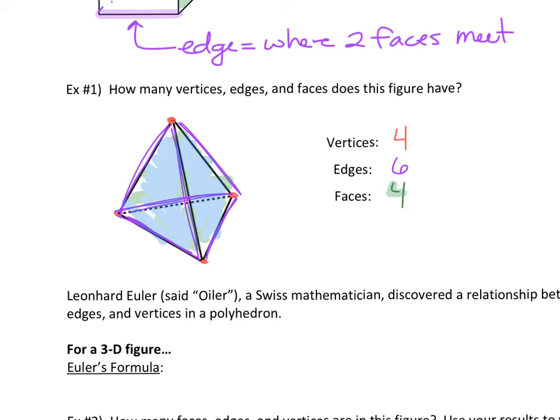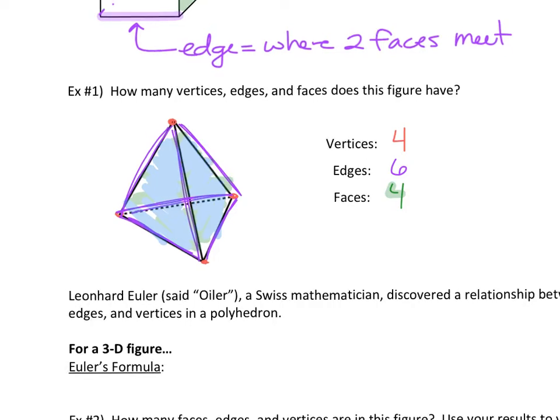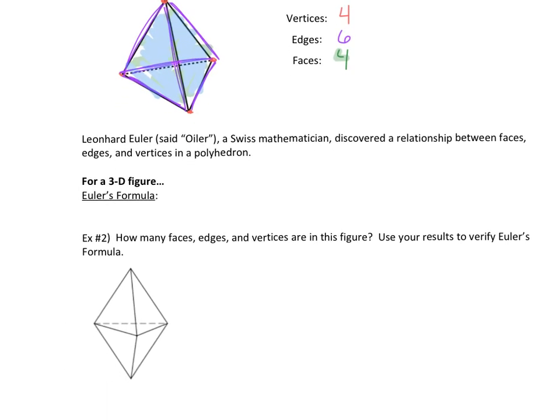Okay, and this Leonard Euler that I was telling you about, it looks like Euler. It's Euler, okay? You say it Euler. Kind of like Bueller, yes. He was a Swiss mathematician.